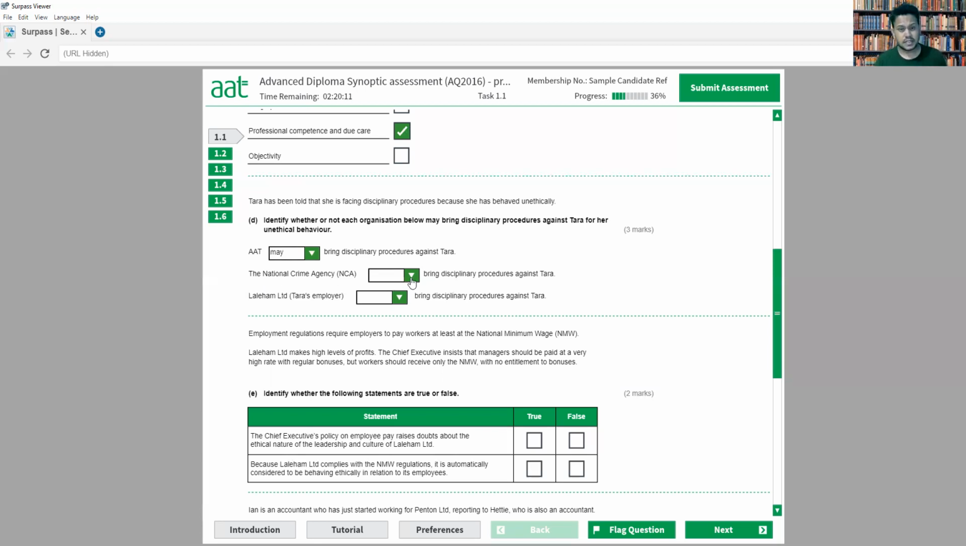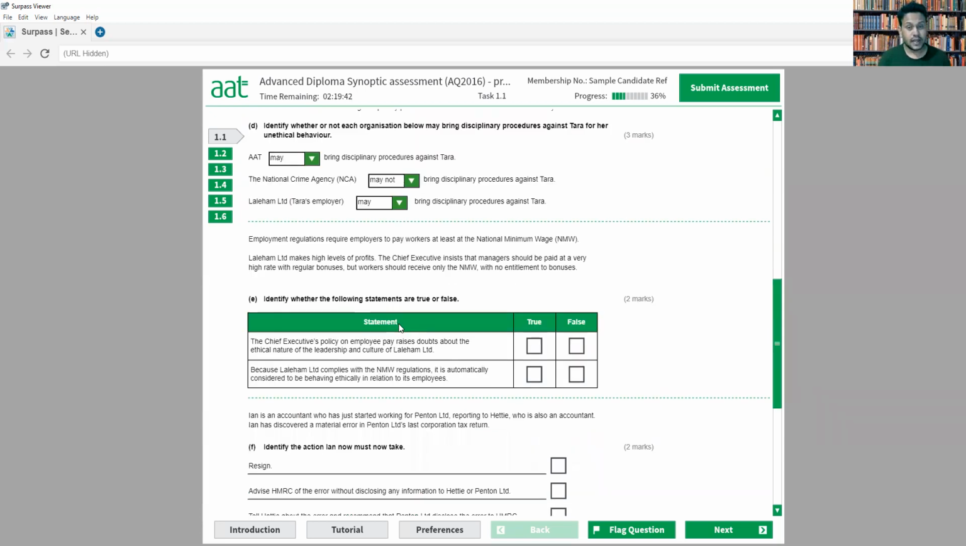Then we have the next one, the National Crime Agency. No, if the person doesn't work on time, it doesn't mean you can inform the NCA, the National Crime Agency. They will not do anything, most probably. Then the company, yes, they may take disciplinary action because the company Tara works for can say, you don't do your work on time, so we'll take action against you. It's possible.